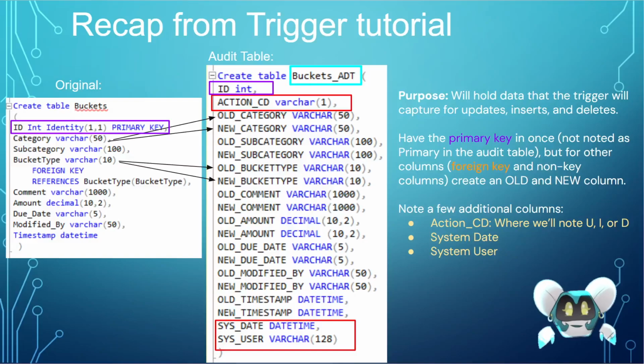A quick recap from what we did last time. When we talk about the audit table, this is a table that we made to mimic our original buckets table, but this is where we're going to note the old value, new value for all of your updates, inserts, and deletes, plus a few extra columns such as your action column where you note if it's update, insert, delete, and your system date and system user.